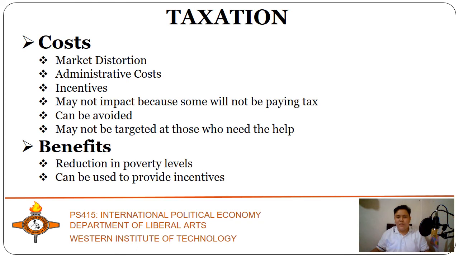So let's move on to taxation. The costs of taxation are market distortion, administrative costs, and effects on incentives, and it may not have an impact because some will not be paying tax, it can be avoided, and it may not be targeted at those who need the help. And next are the benefits of taxation. It helps reduce poverty levels, and it can be used to provide incentives.